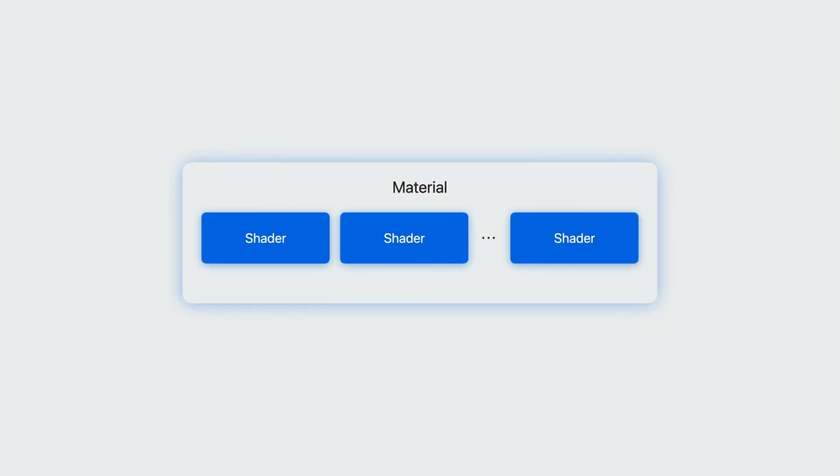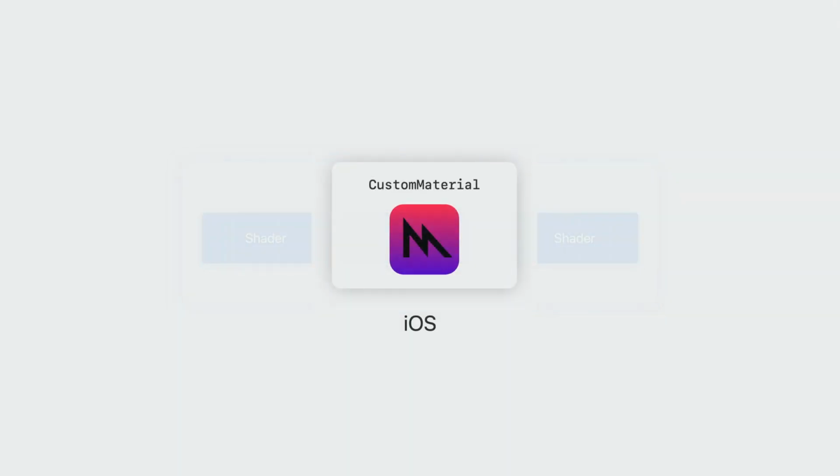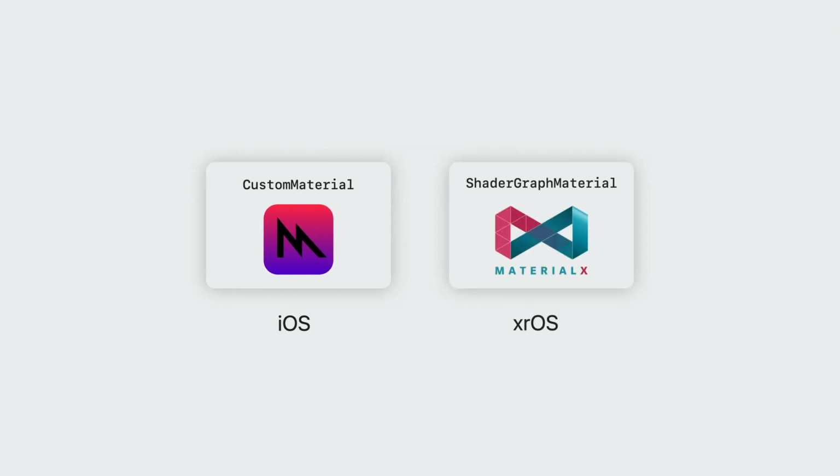Materials consist of one or more shaders. These are programs that do the actual work of computing the appearance of their material. With RealityKit 2 for iOS and iPadOS, we introduced custom material. Shaders in custom material are hand-coded in Metal. In xrOS, we're introducing a new type of material called ShaderGraph material. This is the exclusive way of creating custom materials for xrOS. ShaderGraph material uses networks, or graphs of functional blocks, which is where it gets its name. ShaderGraph material is based on an open standard called MaterialX, and is an artist-friendly way to define materials. MaterialX was originally created by Industrial Light and Magic in 2012.